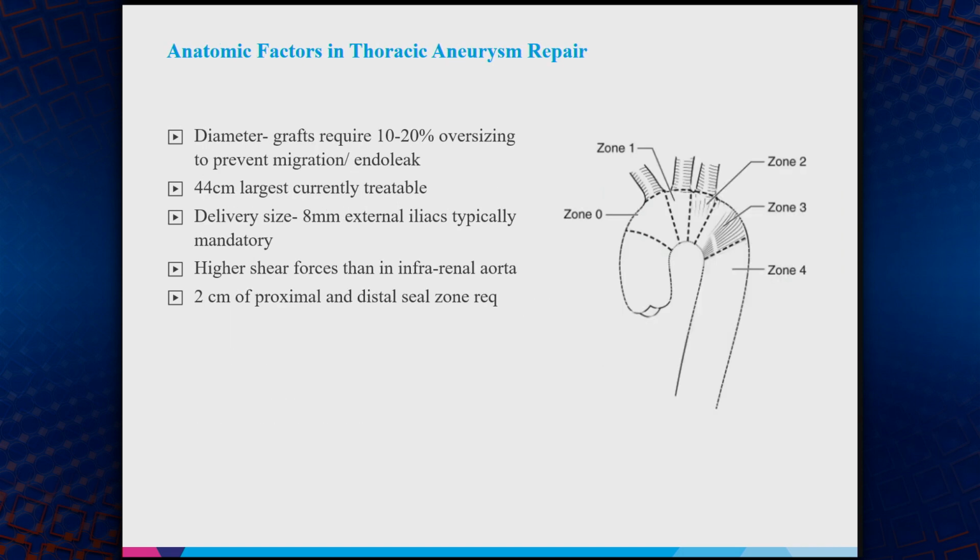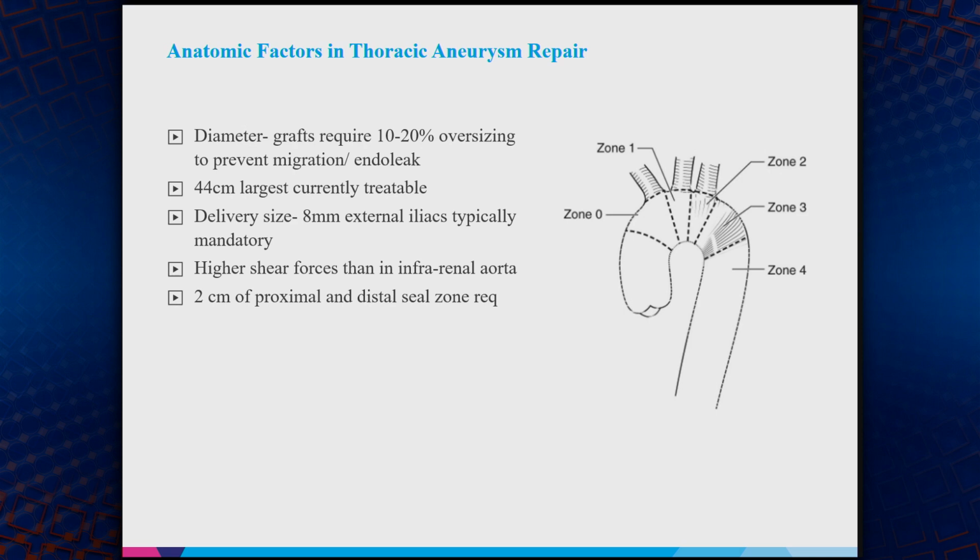The anatomic factors of a thoracic aneurysm that make it amenable for treatment. First off, you need to make sure you have an appropriate diameter graft. If your quote-unquote neck is larger than 46, you're really not going to be able to get an endograft that can treat it. And due to the high shear stress in the thoracic aorta, you really need 2 centimeters of proximal and distal seal zone. That's opposed to 1.5 centimeters for infrarenal.